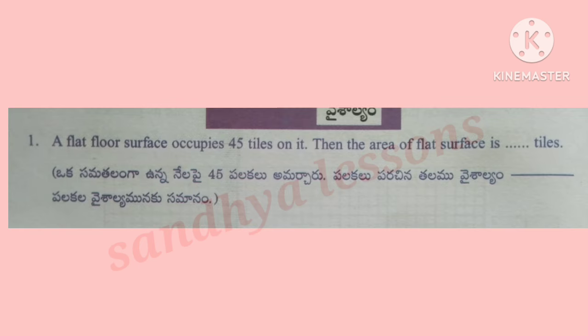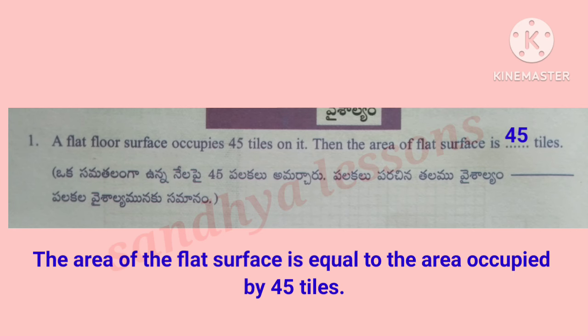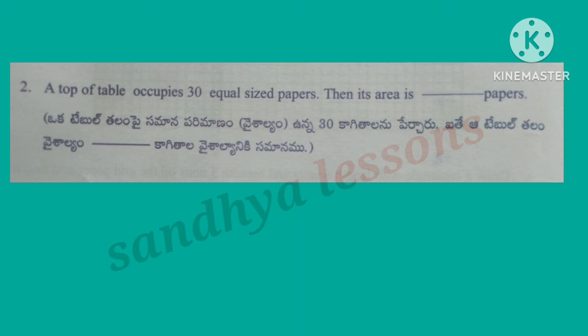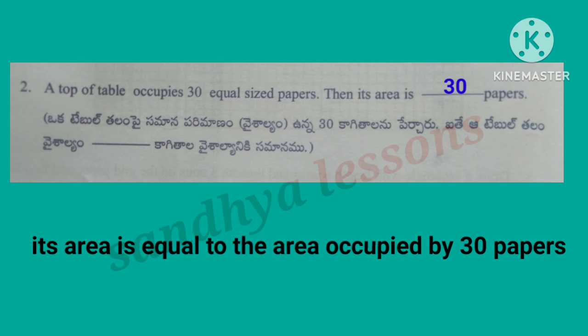Worksheet 7. First problem, a flat floor surface occupies 45 tiles on it. Then the area of the flat surface is? The area of the flat surface is equal to the area occupied by 45 tiles. Second problem, a top of a table occupies 30 equal sized papers. Then its area is equal to the area occupied by 30 papers.